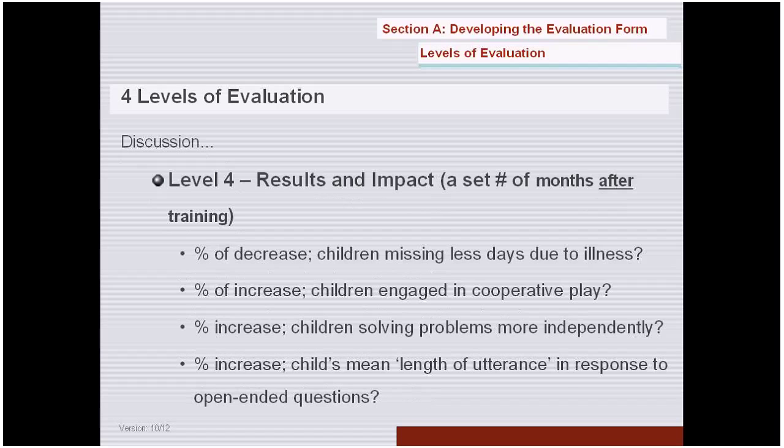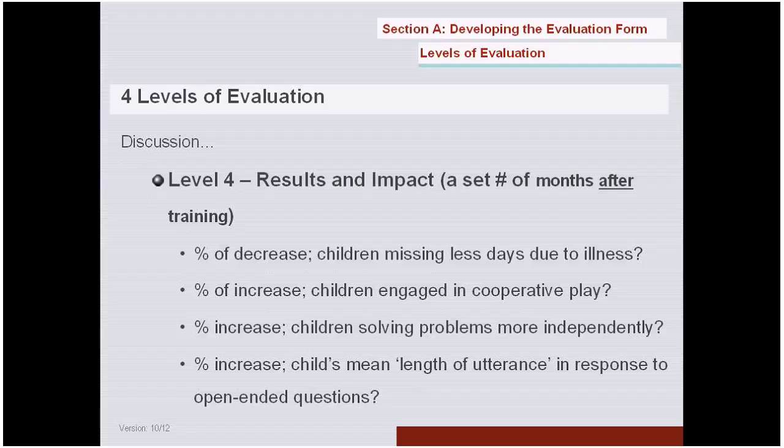Congratulations. You completed 3 of the 4. All right. Level 4. Level 4 evaluation is results and impact. This is generally results and impact of the children. Sometimes it's for the families or the program as a whole, but for our purposes, as I said when we started out, we're looking at results and impact predominantly on the children, okay?